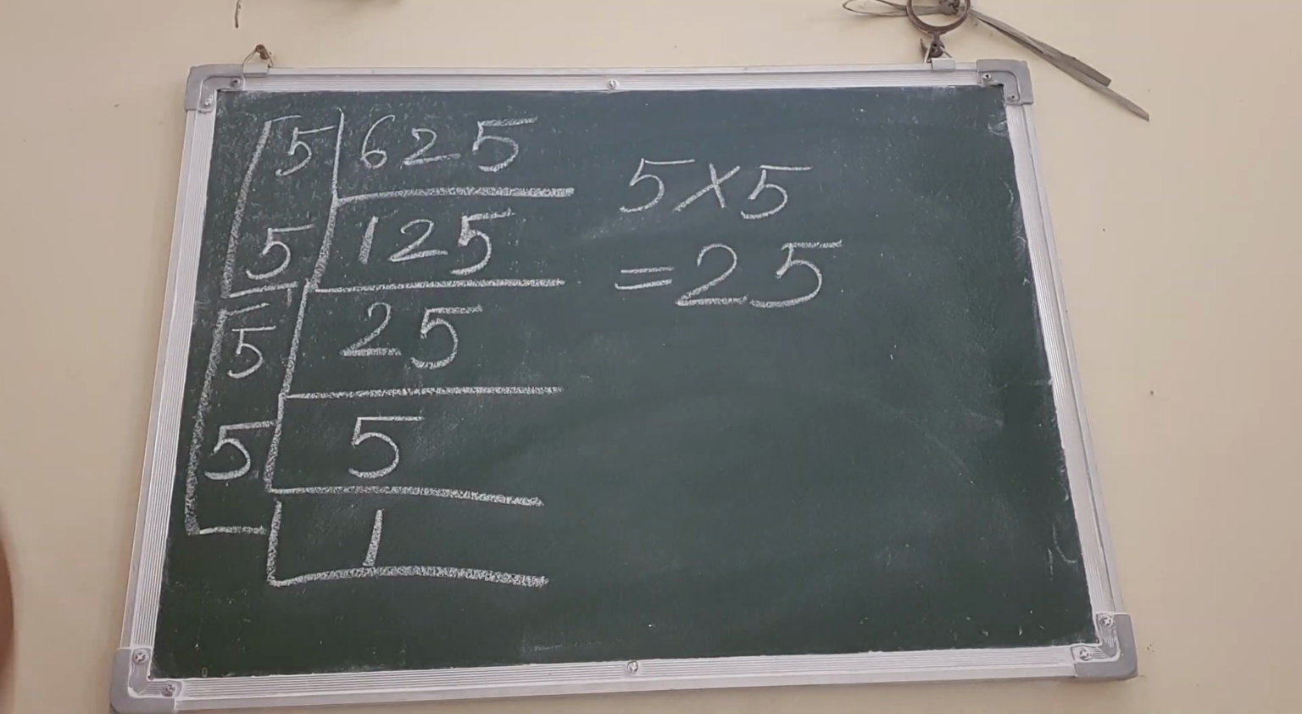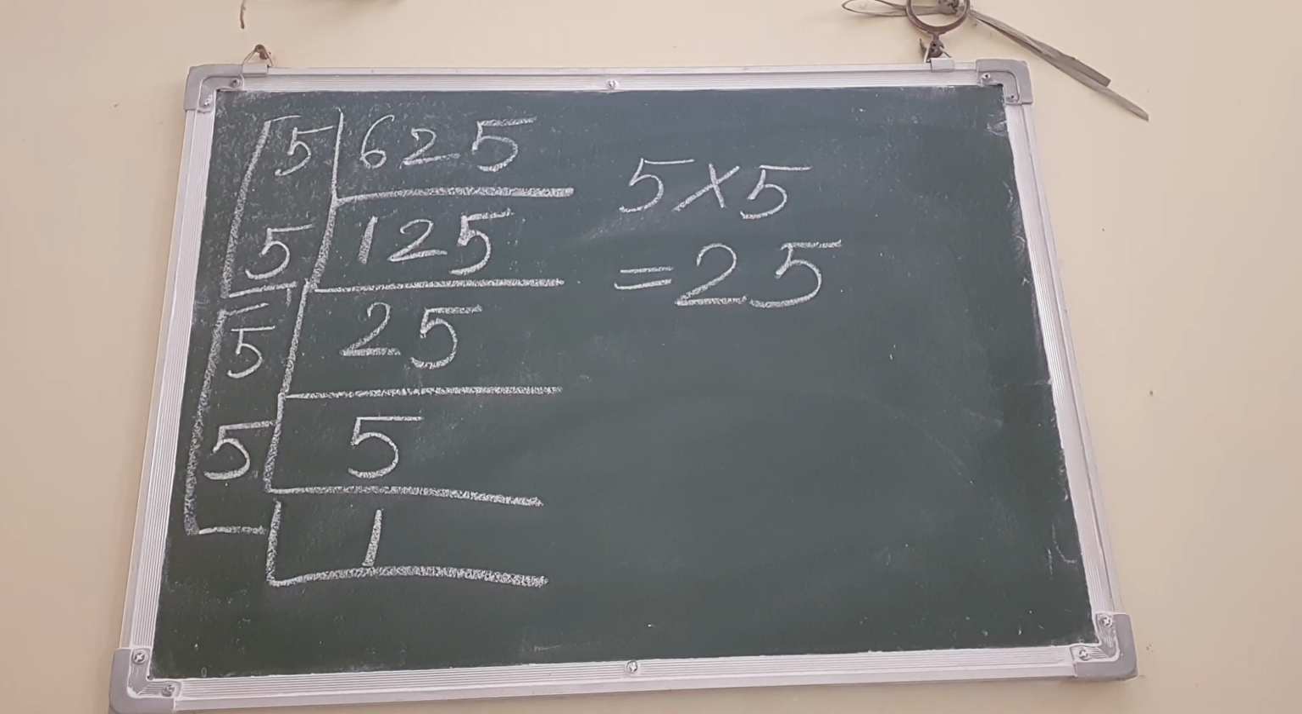So 25 is the square root of 625. This is our answer. I think you all might have understood finding the square root by the prime factorization method. So I think we are going to understand it once more. 625, and we are dividing it and finding it by the prime numbers.